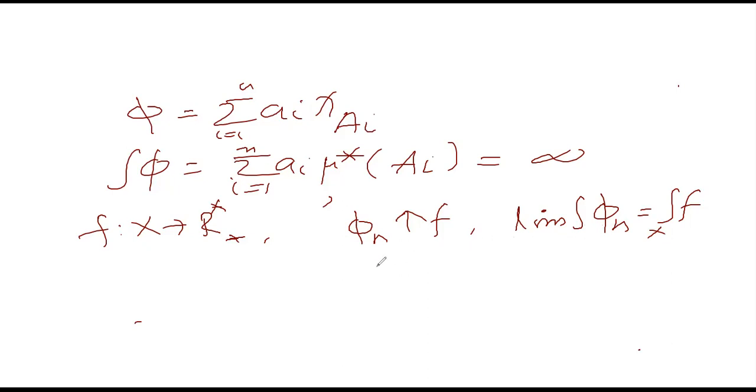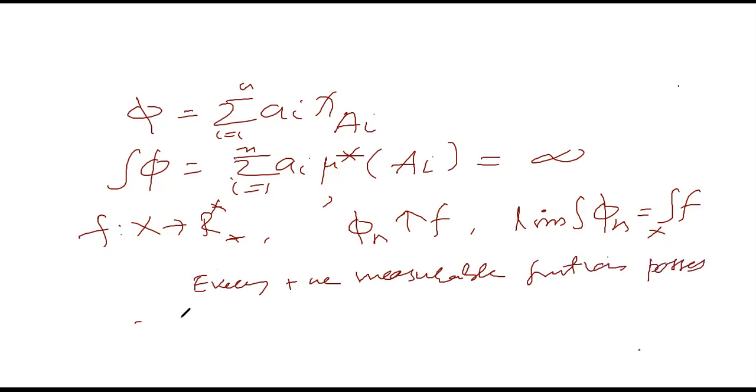Okay. So if we take this as a definition, then every positive measurable function possesses this property. Why? Because for any positive measurable function, we can find a sequence of non-negative simple functions that increases to f, and then we can define this integral like this. So we can define the integral of every positive measurable function. The integral may be infinite or finite.